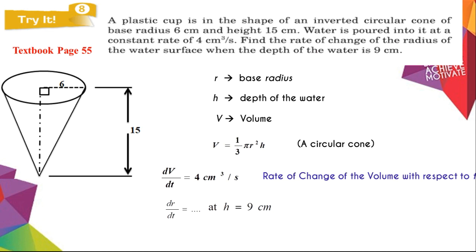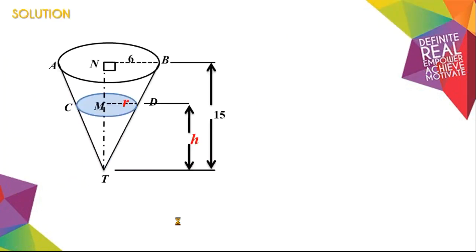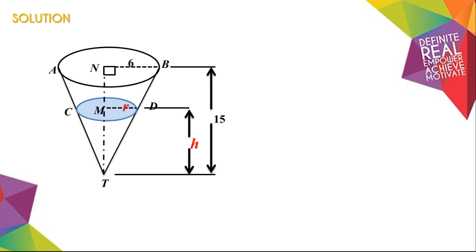Sometimes you have to think about the relationship between the rate of change of the volume with respect to t, dV/dt, and the rate of change of the radius with respect to time, dr/dt. But before we go to that, let's see this illustration of the inverted circular cone. Let's draw cone TAB, where T is the top of the cone and A and B are points on the circular base. Let's draw NT such that N is the center of the circle, and as we can see, NB and NT are perpendicular to each other.